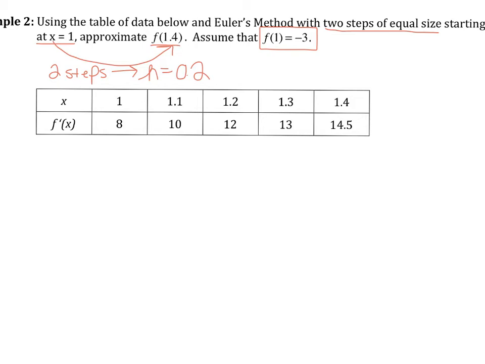And so let's just apply what we extracted from the prompt to this table. So we're going to start at x equals 1. So this is going to be our x naught, y naught. So we're going to use this. Then we're going to travel a distance of 0.2 because that is our step size. So that is going to take us to 1.2 here. So this is going to be our x1, y1.